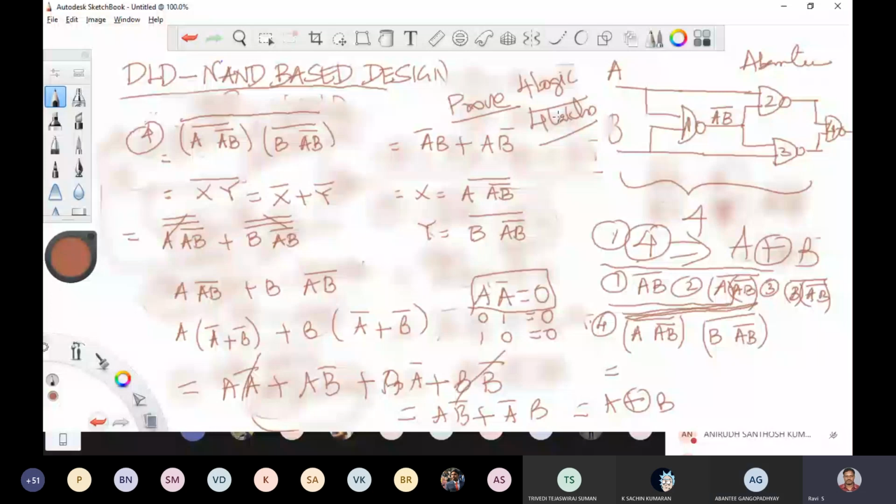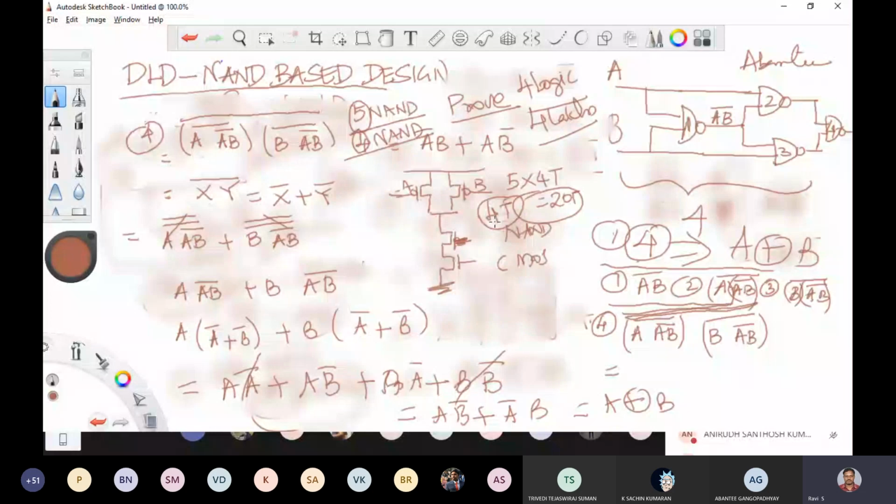So now, in the previous case, 5 into 4 transistors, totally 20 transistors are required to implement this circuit, exclusive OR. Now in this particular second case, we used 4 NAND gates into 4 transistors, totally 16 transistors are sufficient to implement the same logic.